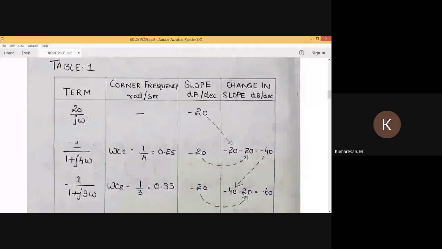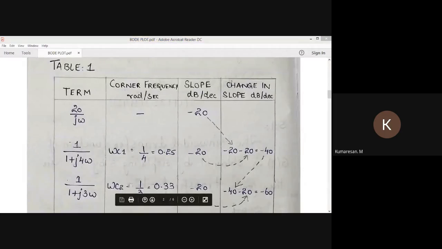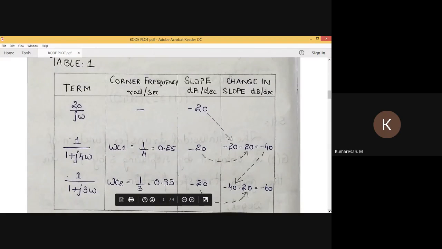Now, the first term, 20 divided by j omega. Now we have to see how we fill the table. In the first column are the terms, and in the second column, whether the corner frequency is there or not. For 20 divided by j omega, there is no corner frequency, so I put a hyphen. For 1 divided by 1 plus j 4 omega, there is one, and we found the corner frequency 0.25 from the previous steps. For 1 divided by 1 plus j 3 omega, it is the second corner frequency we found from previous steps, 0.33.